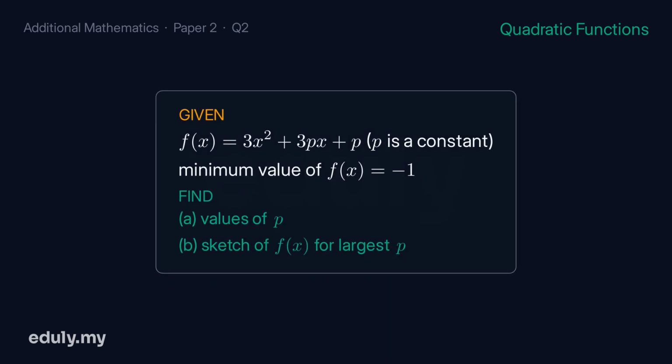So here is what we are working with: the function, its minimum value, and the goal of finding p, and then sketching the graph for the biggest p.